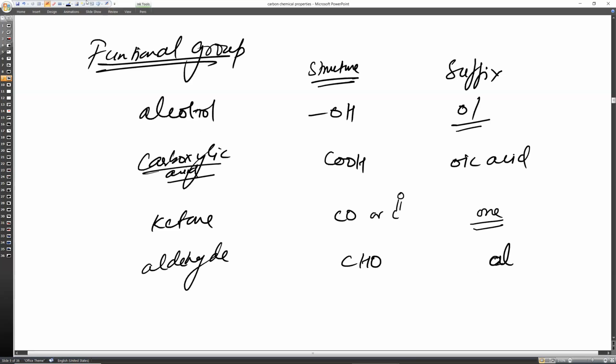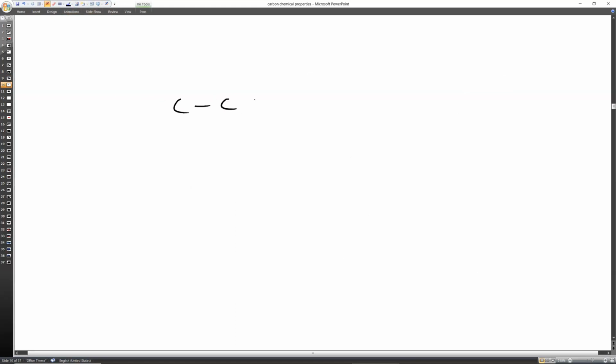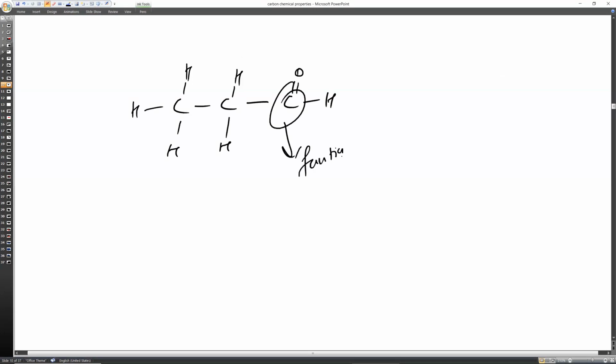Let, for example, you have 2 carbon chains. And if you add the CHO group to it, C double bond OH like this, since this carbon is of the functional group, the functional group carbon is also counted in the root for determining the root. Functional group carbon will also be counted when you are writing the IUPAC name.